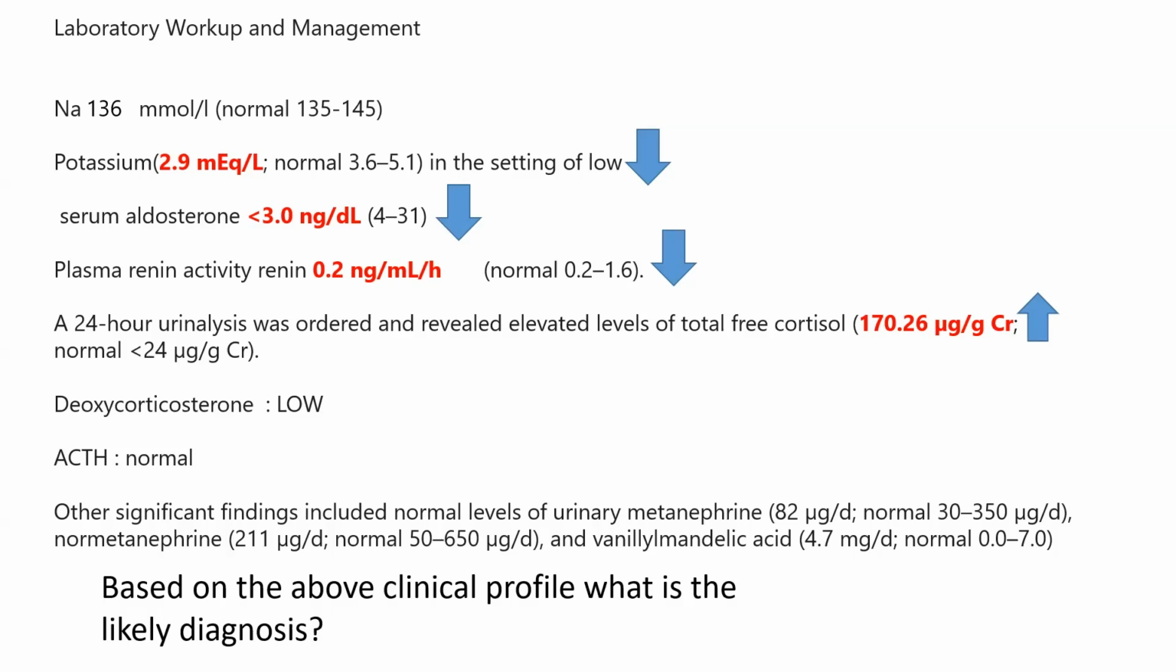Deoxycorticosterone was also ordered. This was low. And the ACTH was normal. Other parameters which were ordered were the catecholamines, and they were normal as well. Now, based on the above clinical profile of the patient, what is the likely diagnosis?